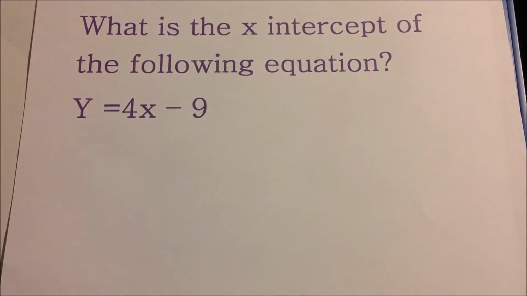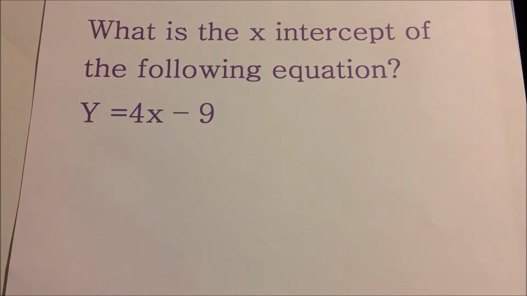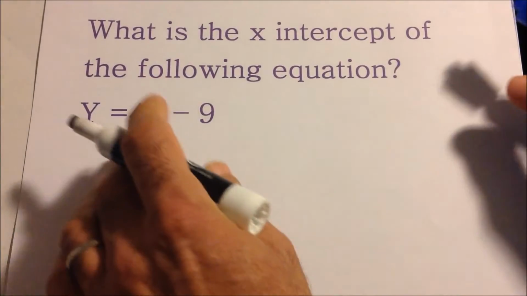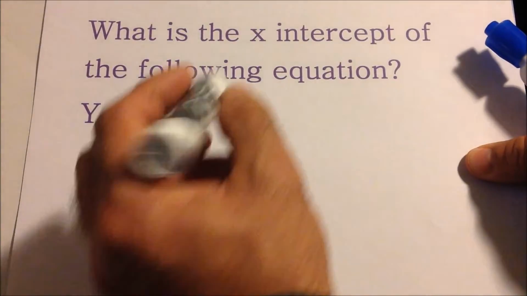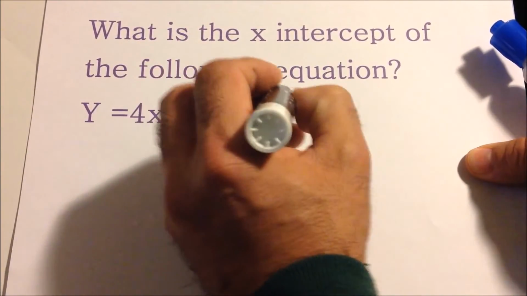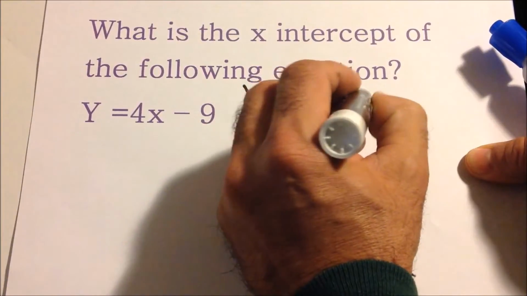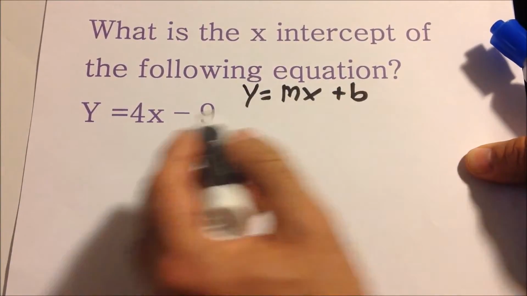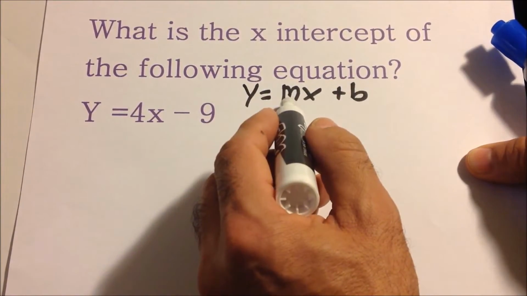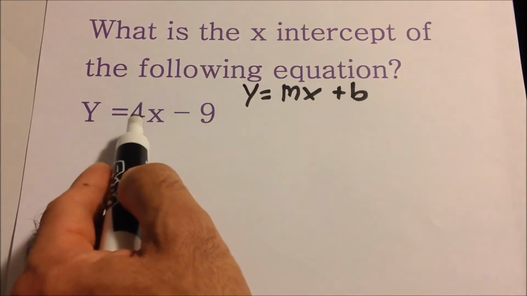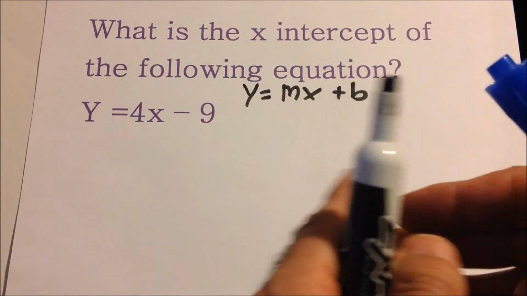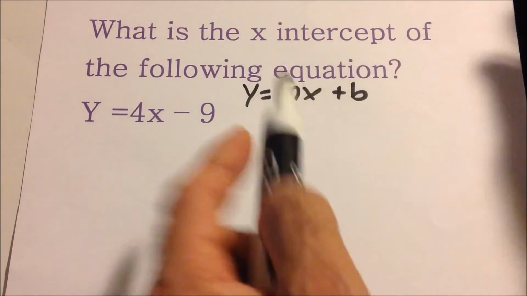Okay, here's question 4 on the packet. And here we want to find the x-intercept. So to get the x-intercept, all we have to do is make y 0. And we already know the y-intercept. It's right here. Remember when we had this equation, y equals mx plus b, we know the y-intercept is the b, -9. The slope is 4. We know this equation right away is positive because it has a positive slope. It's going up from left to right.